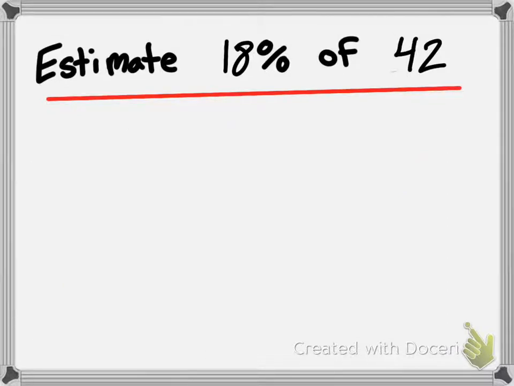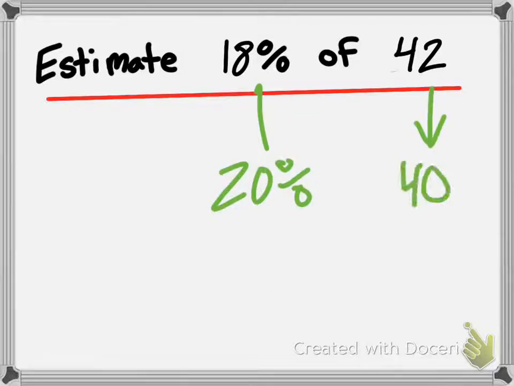18% of 42. 18, let's say that's 20%. 42, let's say that's 40. Look how easy, you guys. We just kind of pick, hey, here's a close number. It ends in a 5 or a 0. We like to think about that.